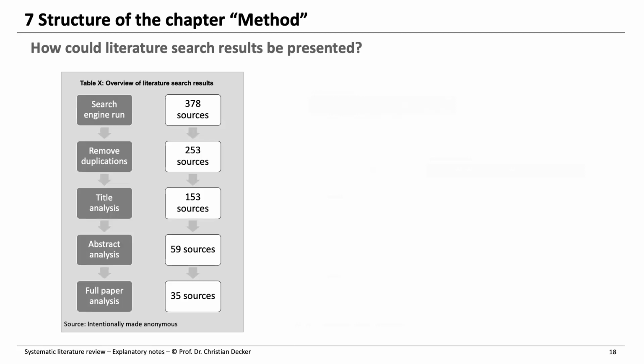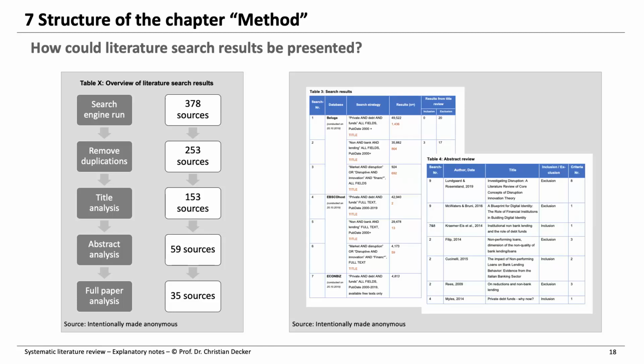How could literature search results be presented? The overall results of the literature search, and in particular the elimination of irrelevant sources, can be illustrated graphically. The individual steps can then be presented in more detailed tables, which can be included in the appendix of the paper in order to avoid overloading the text body.